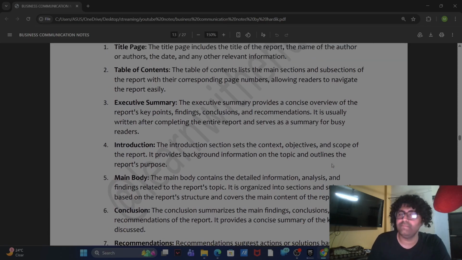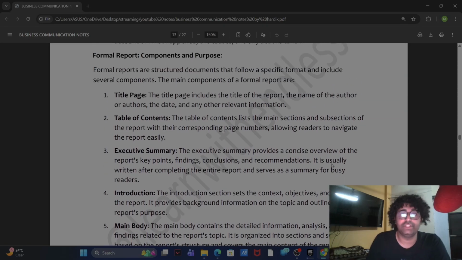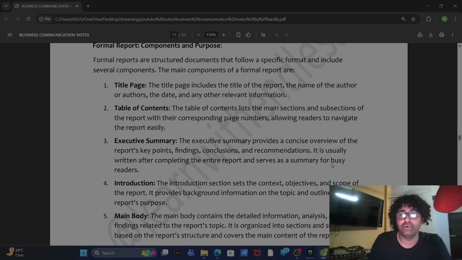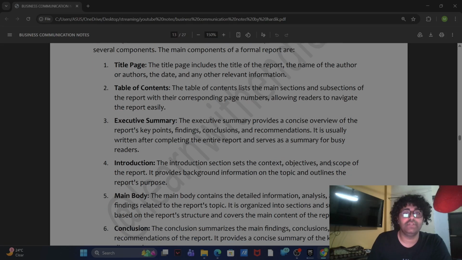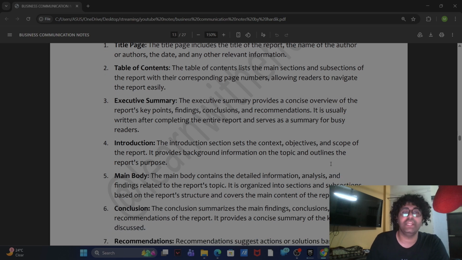Let's go through them one by one. Title page. The title page includes the title of the report, the name of the author or authors, the date, and any other relevant information. The table of contents lists the main sections and subsections of the report with their corresponding page numbers, allowing readers to navigate the report easily.